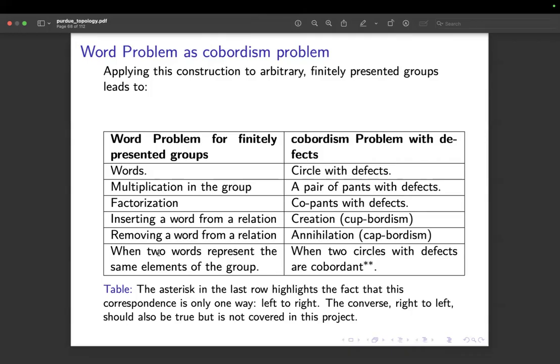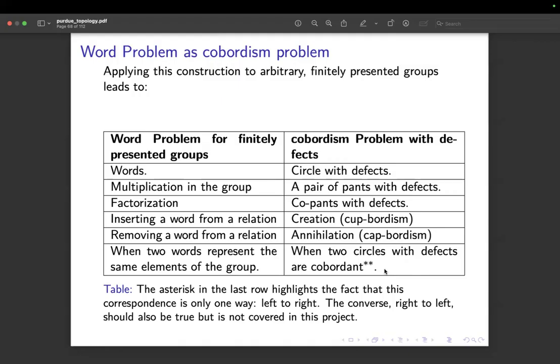Or differently, I want to hit at the final point, where it says that when two words represent the same element of the group, the word problem is equivalent to the cobordism problem, when two circles with defects are cobordant. Now, there is certain work needed to be done here because I want to make sure what kind of stratification I need. And that's why for now, it's only one way.